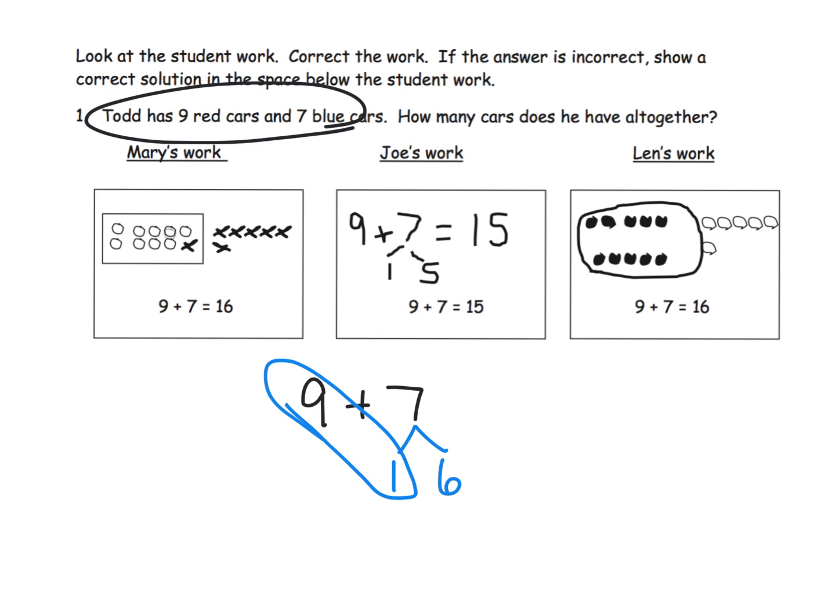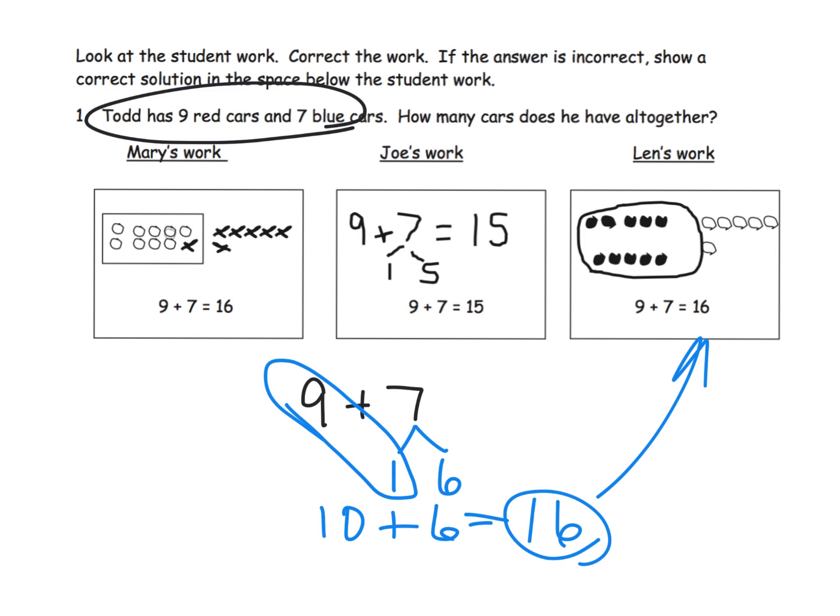So we've decomposed 7 to be 1 plus 6. And so 9 plus 1 is 10. 10 plus 6 is 16. Oh, so the answer is 16. And we can see that that's 16 and this is 16. And oh, actually, by doing this, look at this.